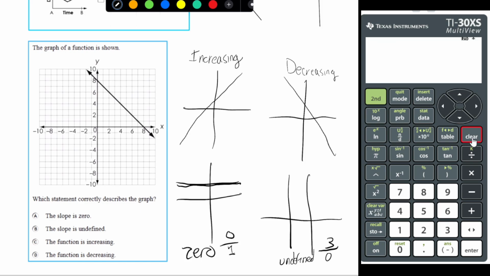It just doesn't work. So, this is a simple question of, what does this graph look like? Does it look like increasing, decreasing, 0, or undefined? To me, it looks an awful lot like it's decreasing. So it's decreasing.